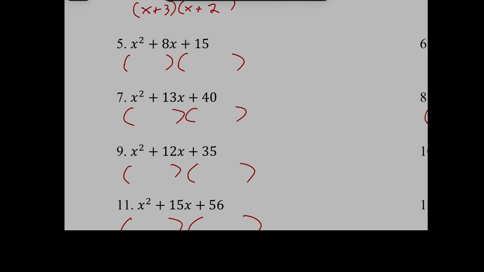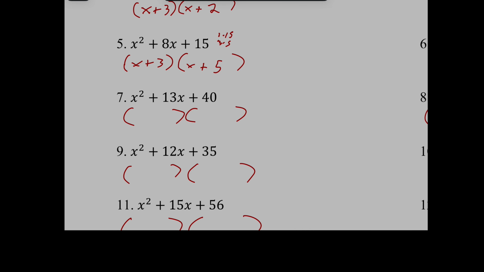Okay, third term is positive. That means that the signs will be the same. Take the sign of the middle, which is positive. What multiplies to 15 and adds to 8? Well, it could be 1 and 15. It could be 3 and 5. Oh, look, we found it, 3 and 5.